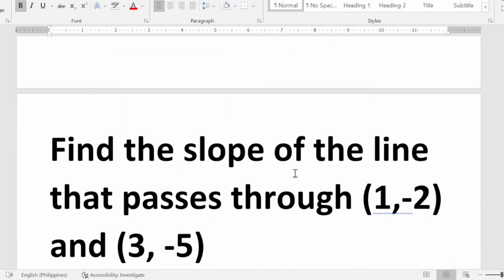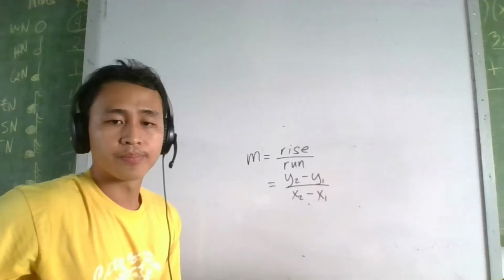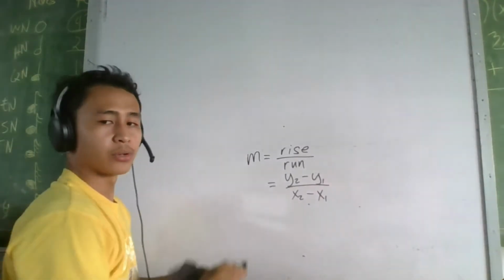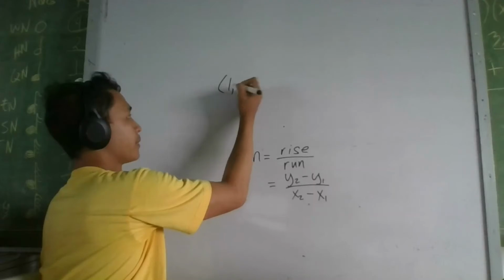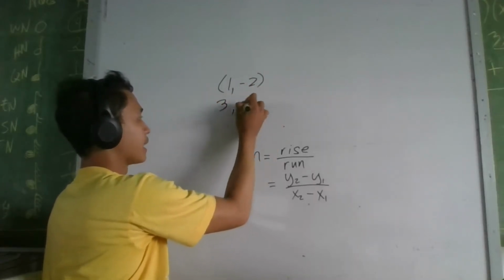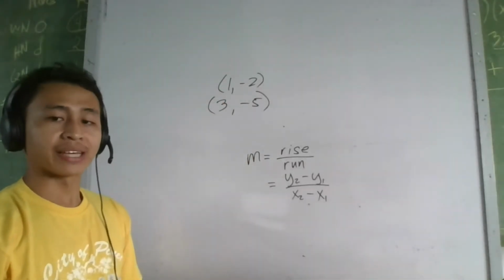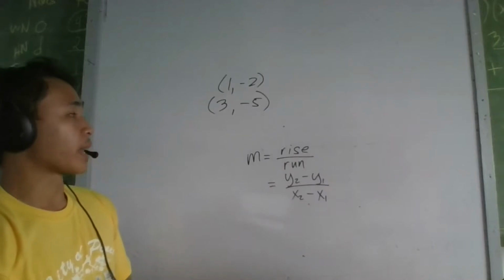So let's say you are asked to find the slope of the line that passes through (1, negative 2) and (3, negative 5). So what is the slope? That would be equal to, yung given natin is (1, negative 2), okay? And (3, negative 5). Now, those are the 2 points. Find the slope of the line daw that connects these 2 points.